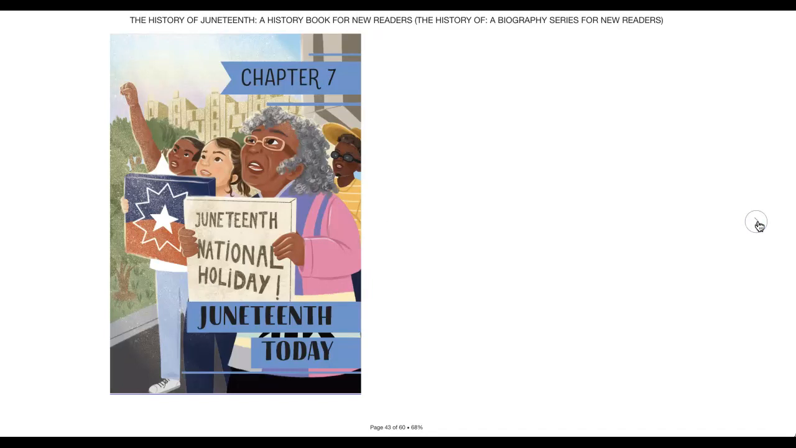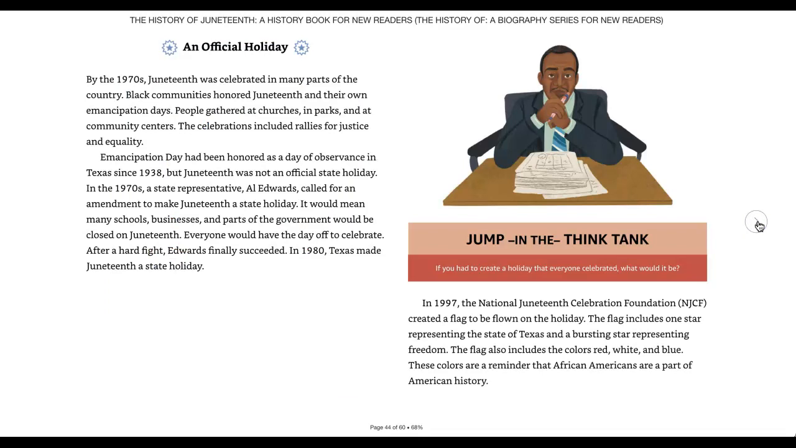Chapter 7, Juneteenth today. An official holiday. By the 1970s, Juneteenth was celebrated in many parts of the country. Black communities honored Juneteenth and their own emancipation days. People gathered at churches, in parks, and at community centers. The celebrations included rallies for justice and equality.